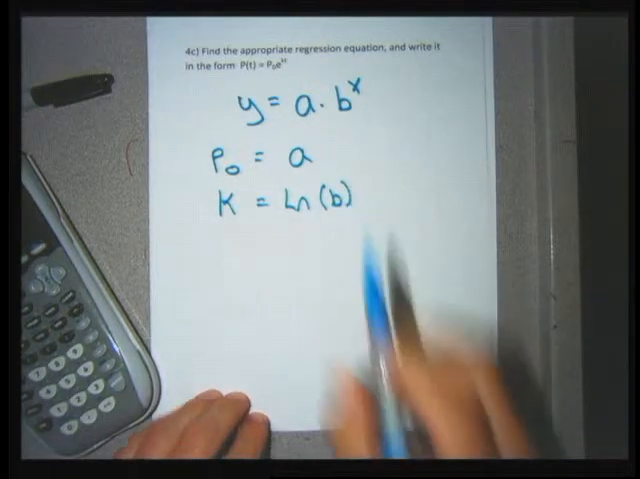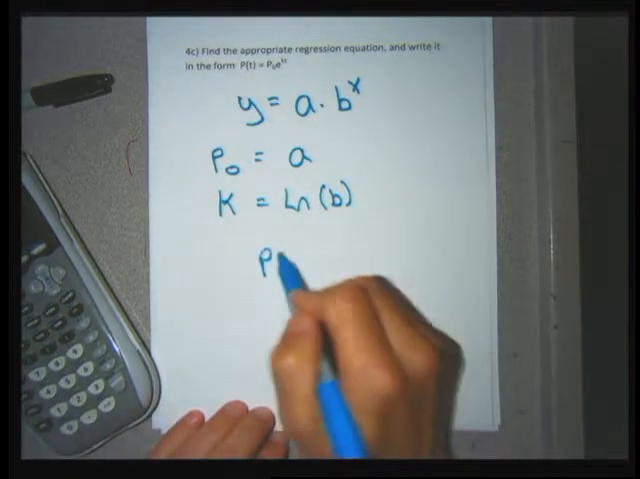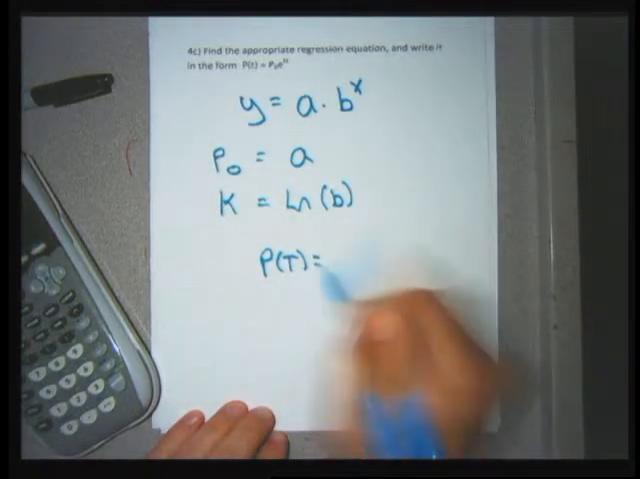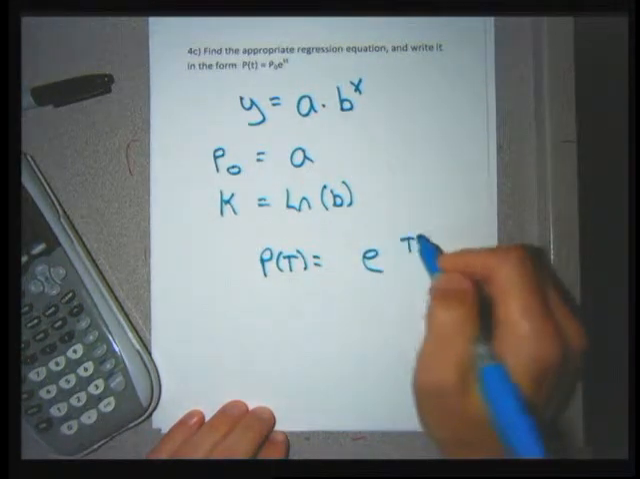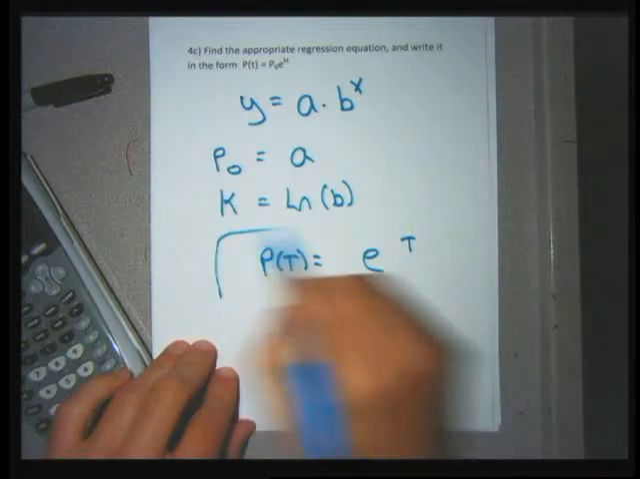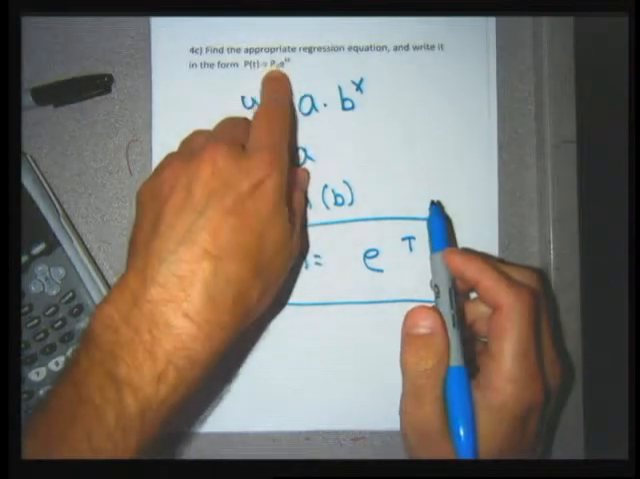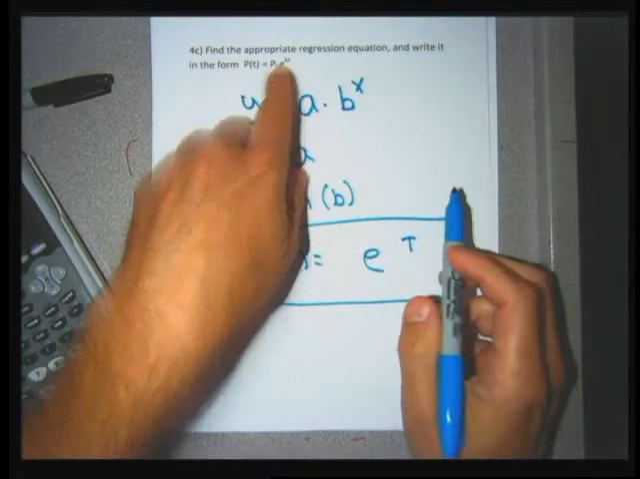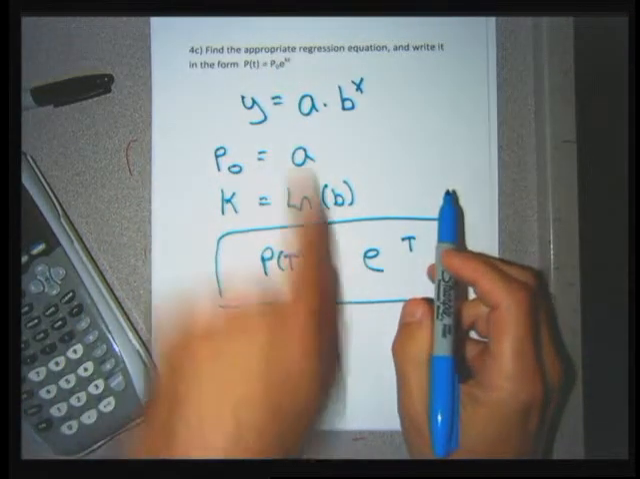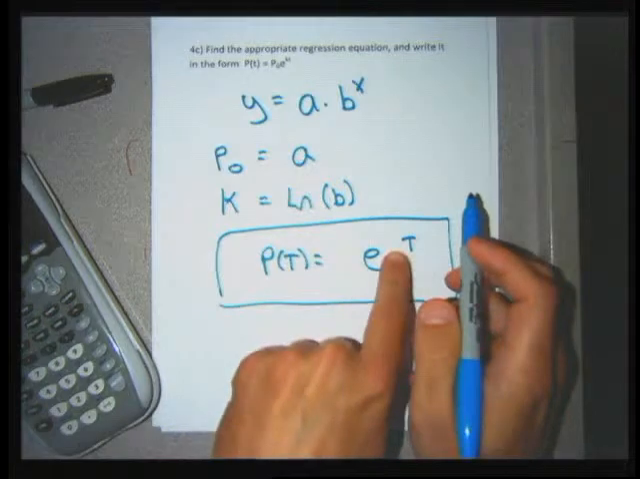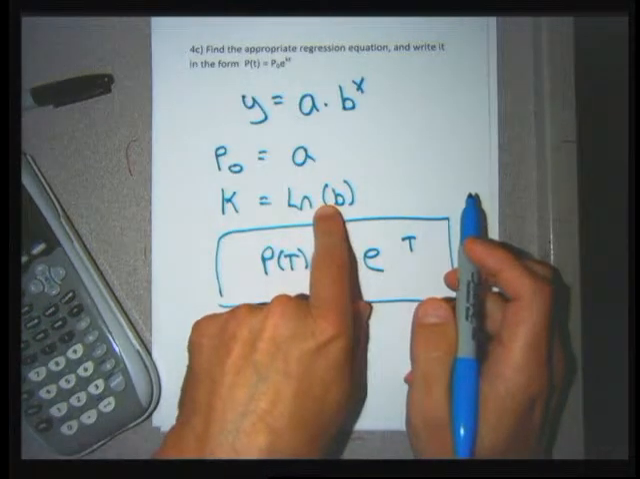So once I get to my calculator and do the regression, my answer to part C is going to be an equation. P of t equals something times e to the k t power. I need a value for p sub 0, which is going to be the a. I need a value for k, which is going to be the natural log of b.